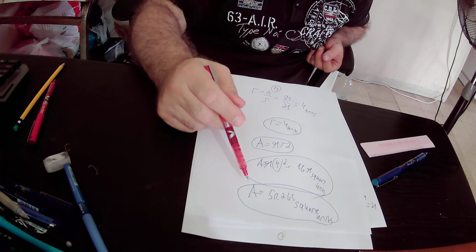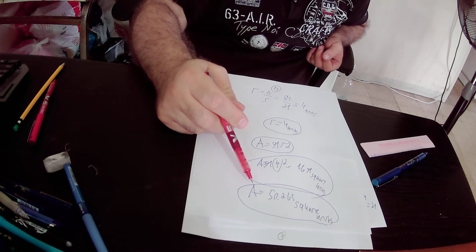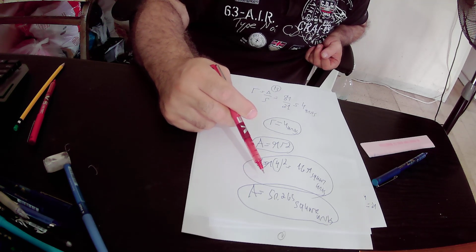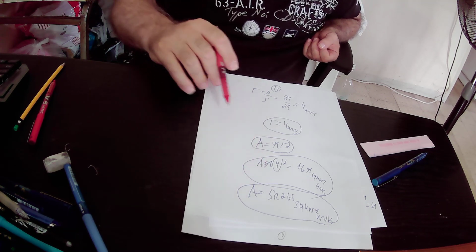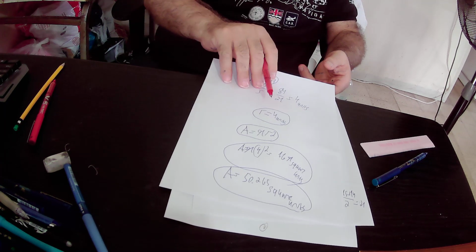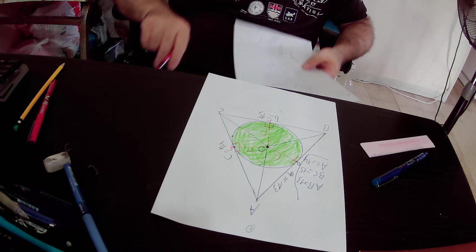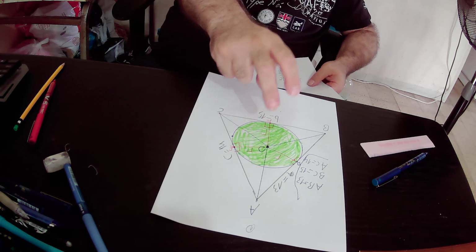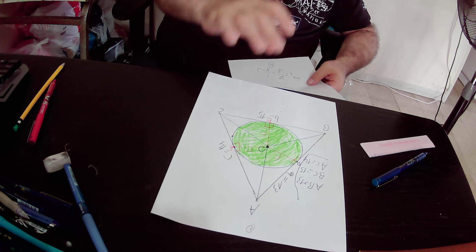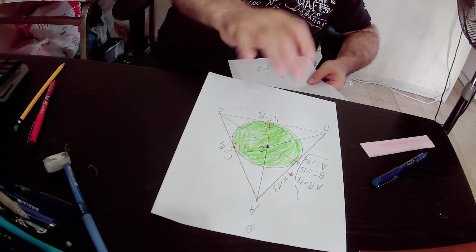So in terms of numbers, the area of the green circle equals 50.265 square units. Again, the area of this green circle equals 50.265 square units, or 16 times pi square units.